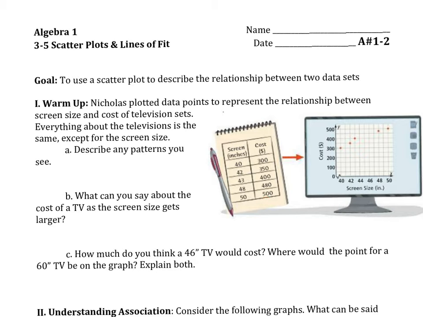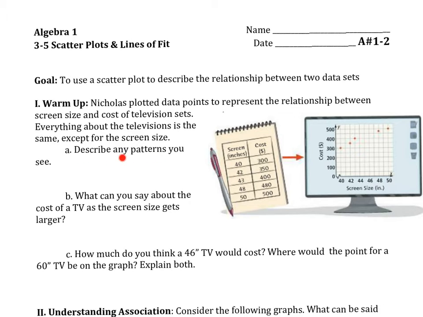So that's what's happening in this table. So Nicholas plotted data points to represent the relationship between screen size and cost of television sets. Everything about the televisions is the same except for the screen size. So they're all smart televisions. They all have HDMI ports. They all have stereo surround sound, that kind of stuff. So all the ancillary things are the same. Even we would argue probably resolution is probably the same too. So that's just to say that these are all the same device, just different sizes.